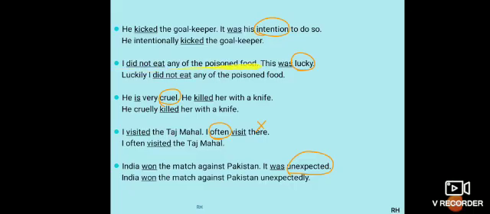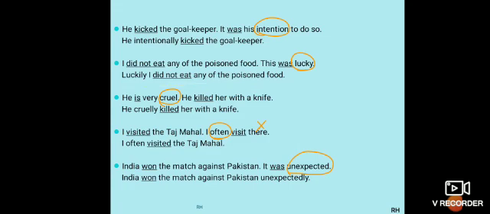Next, I did not eat any of the poisoned food. This was lucky. So, did eat is the first finite verb. Was is the second finite verb. These two finite verbs you got. Now you have to go for the adverbial. So, it is lucky. You will change to adverb. So, it becomes luckily. So, it is, luckily, I did not eat any of the poisoned food. Or you can write, I did not eat any of the poisoned food luckily.